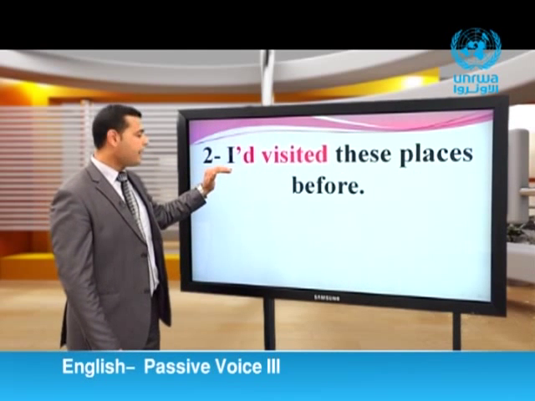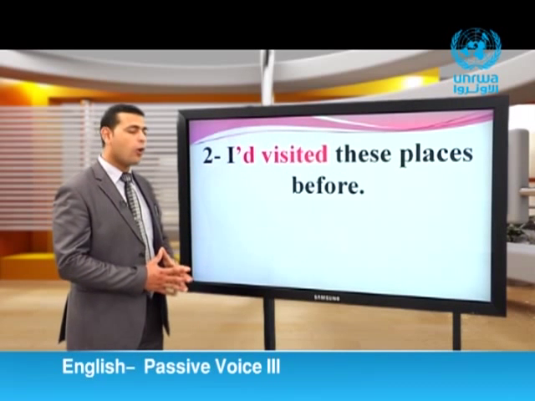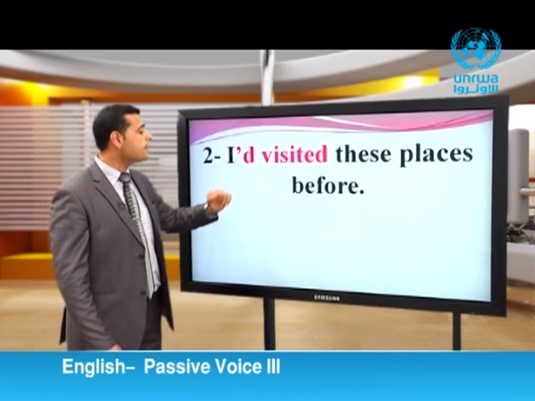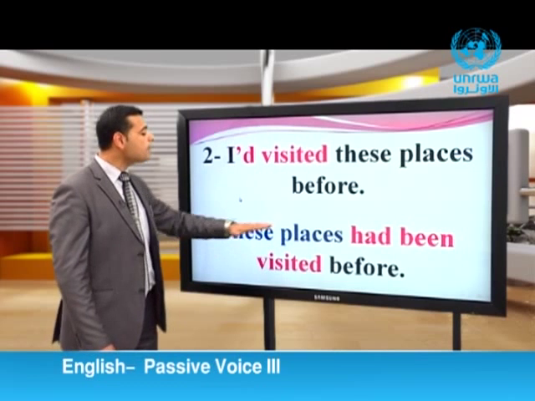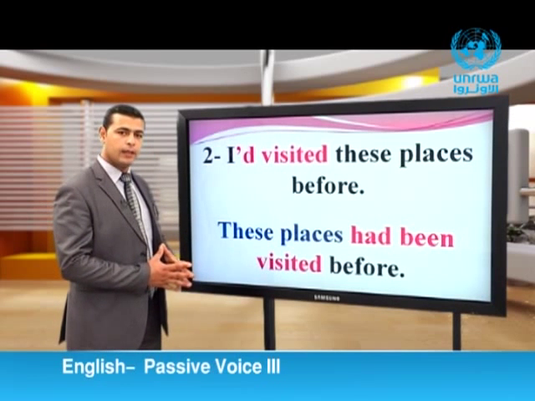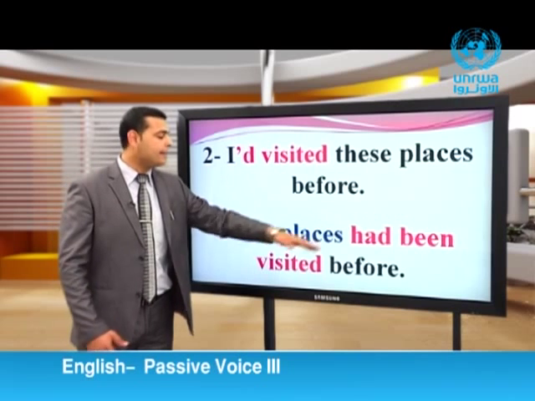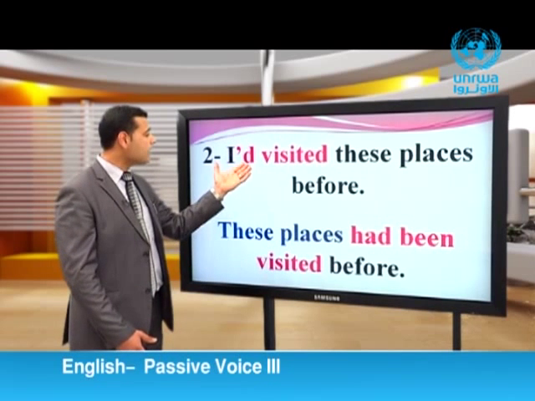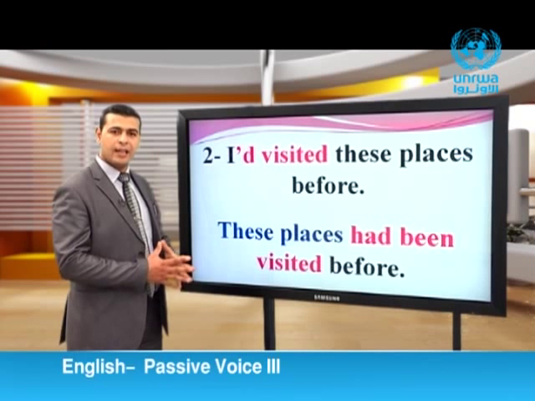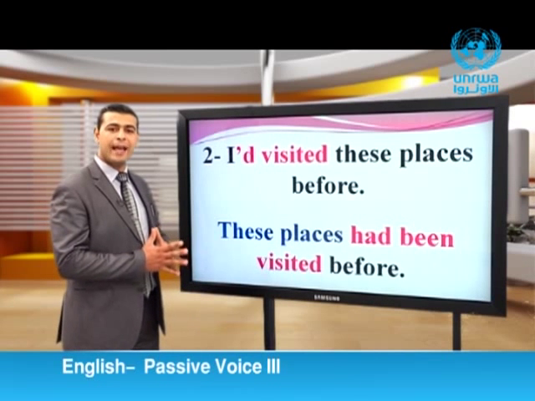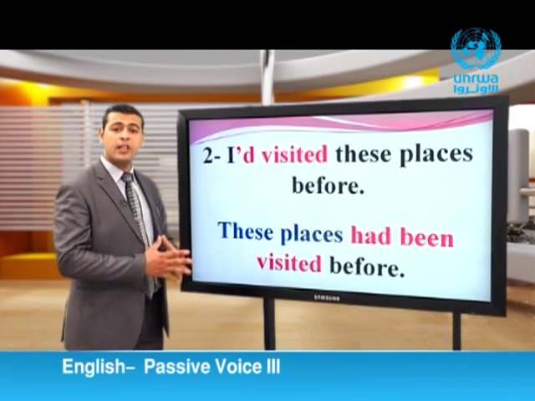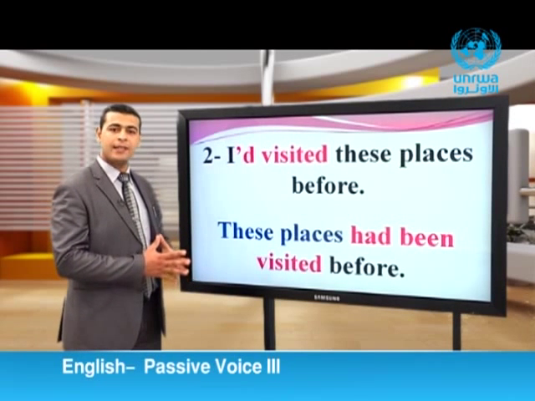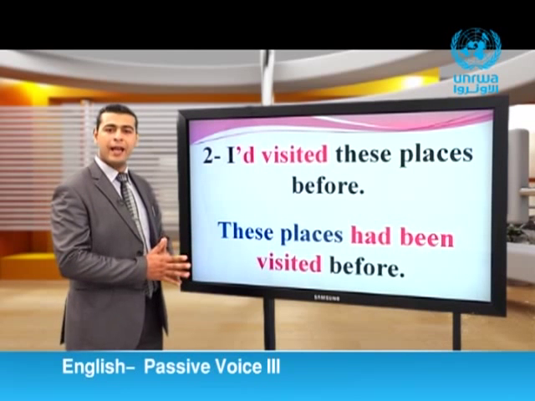2. I'd, which is I had visited these places before. Look at the passive sentence. These places had. Why had? Because the first sentence is in the past perfect. Why had here? Because had can go with both singular and plural subjects.